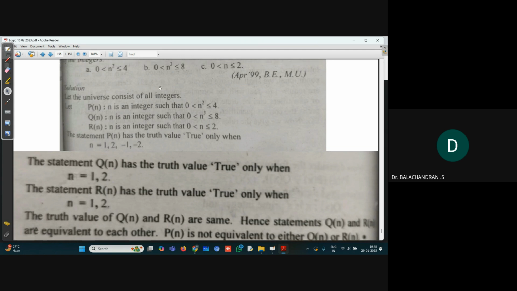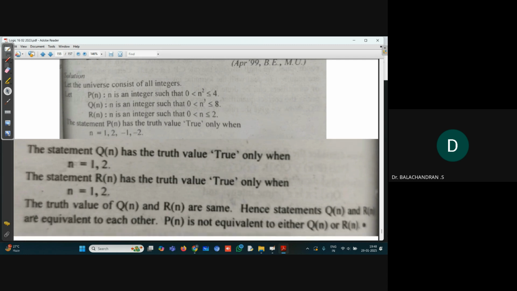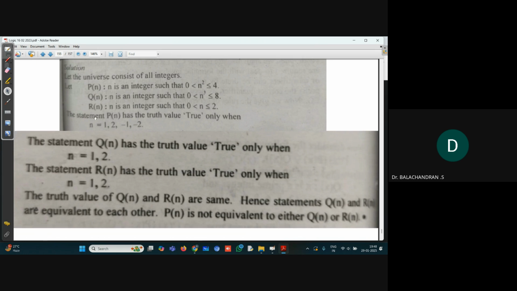Hence the statements Q of n and R of n are equivalent to each other. And also finally P of n is not equivalent to either Q of n or R of n. So I think now you got how to prove two statements are equivalent using the truth value.